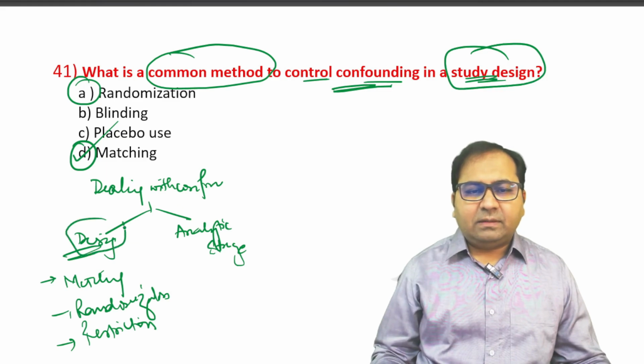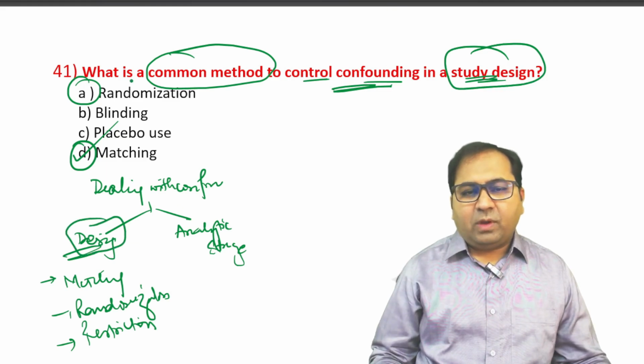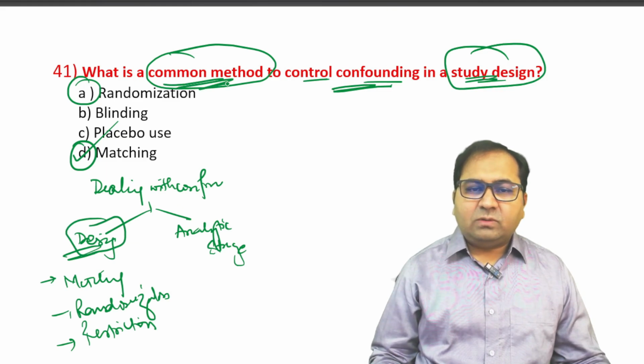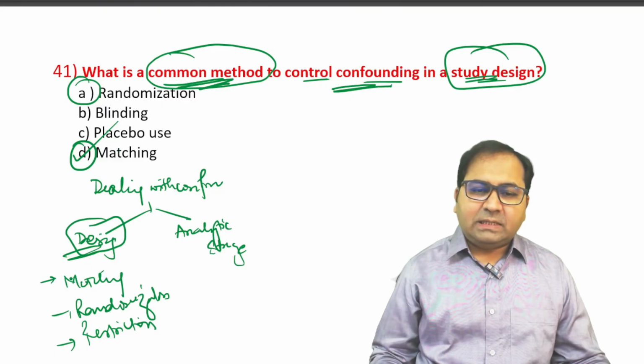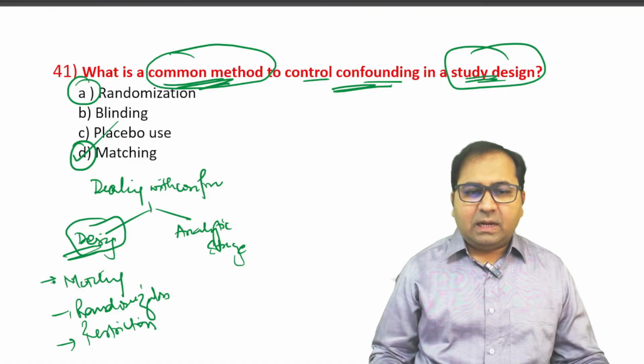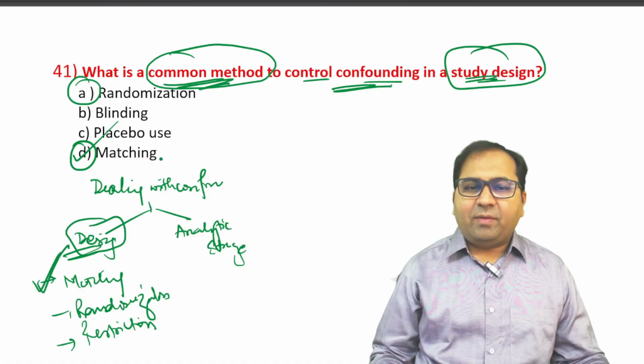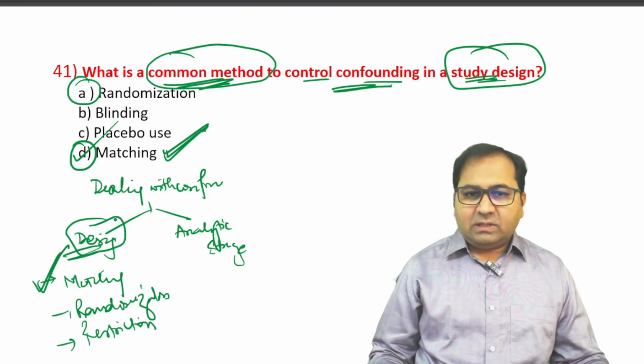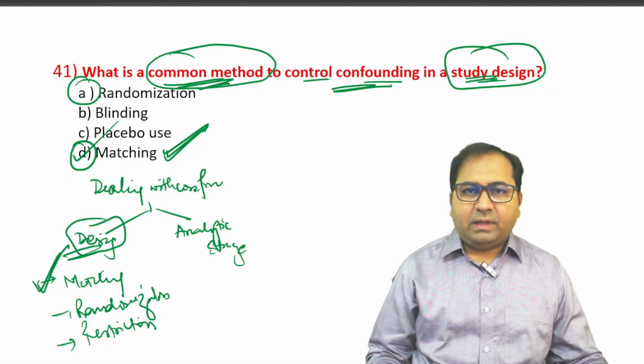Okay, in the design. So the question was, what is the common method? So of the two methods of matching or randomization, if both are given as options, please select matching as the answer. So we have taken matching as the answer. Please remember, this is a very confusing question because two options were given from the design stage of dealing with confoundings.